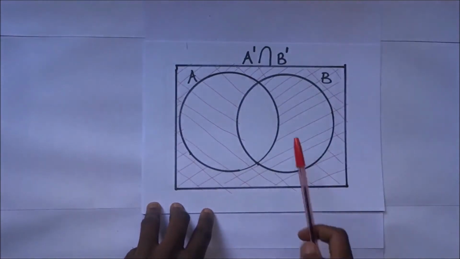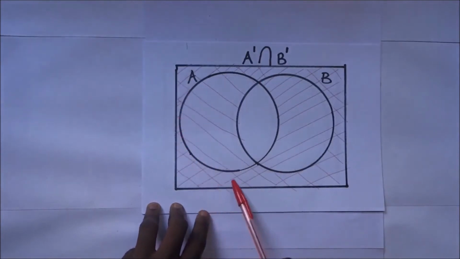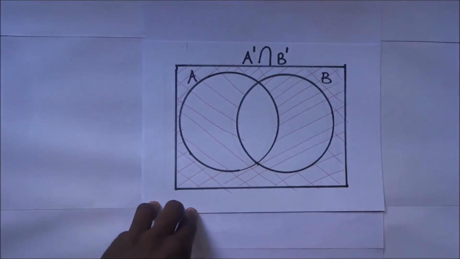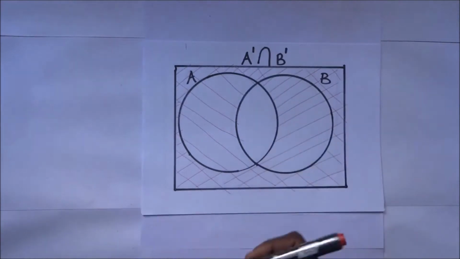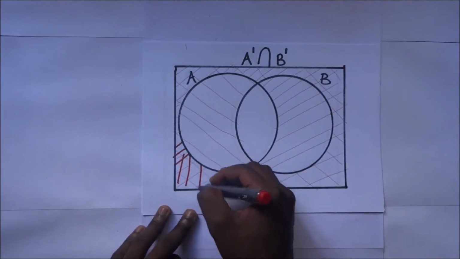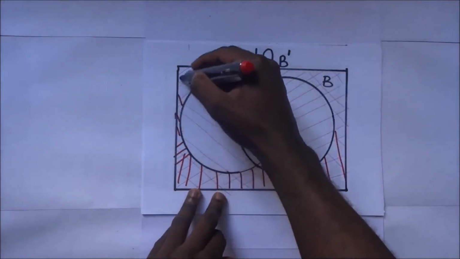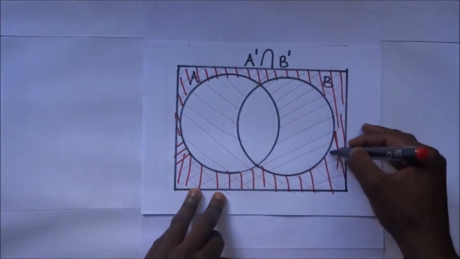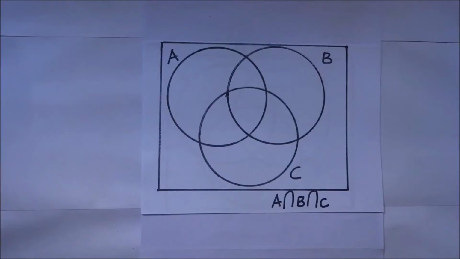So you discover that set A complement intersection B complement is where these lines are intersecting, and you find that they are intersecting outside. So that is the intersection. So shading A complement intersection B complement means you're actually shading this part outside. So that is actually set A complement intersection B complement.